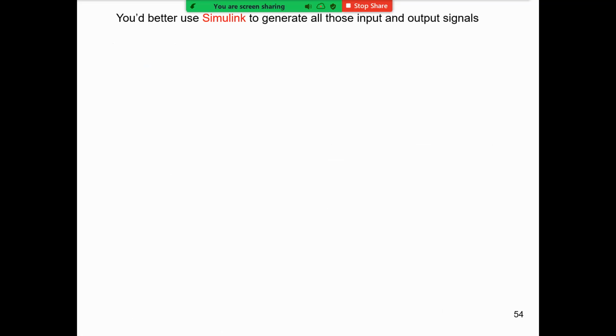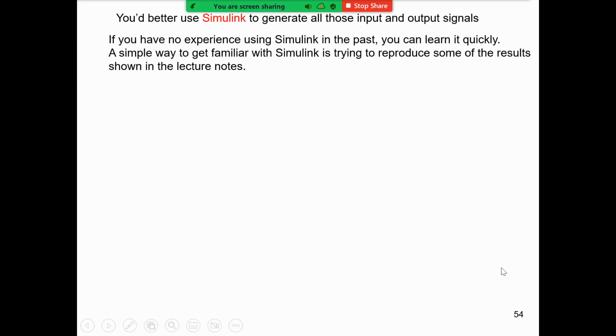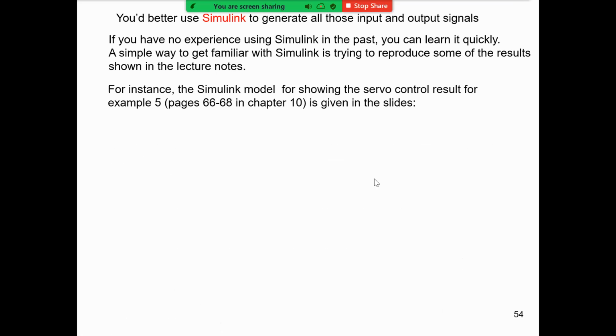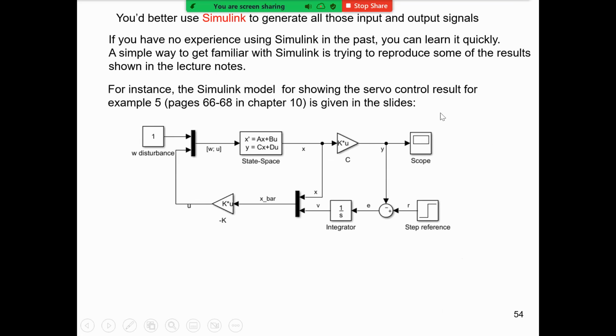Now you are recommended to use Simulink to get all those results. If you have no experience using Simulink in the past, you can learn it quickly. A simple way is to get familiar with Simulink by trying to reproduce some of the results shown in the lecture notes. For example, the Simulink model for the servo control is actually shown in my lecture notes. You can just rebuild it. Try to build the block diagrams in Simulink and see whether you can get the same result.